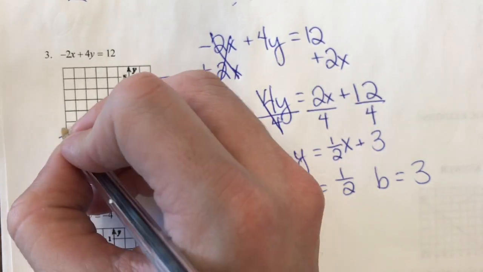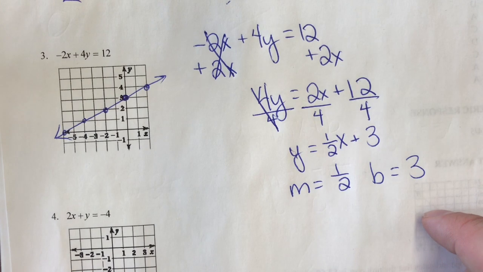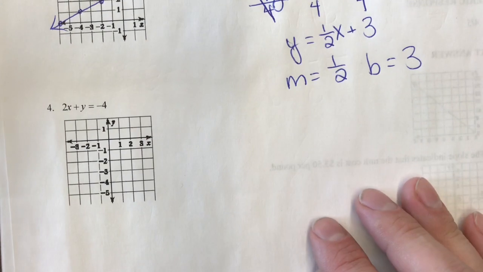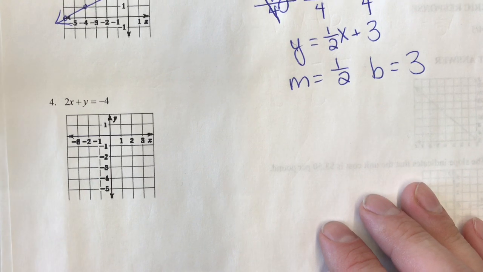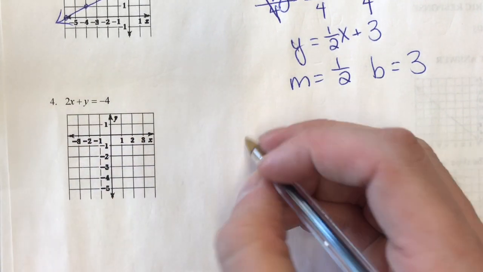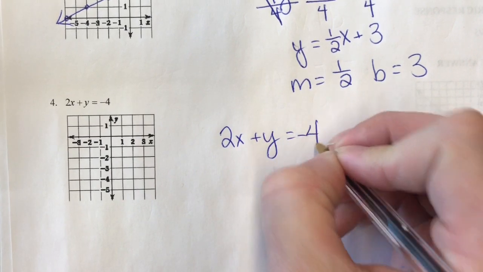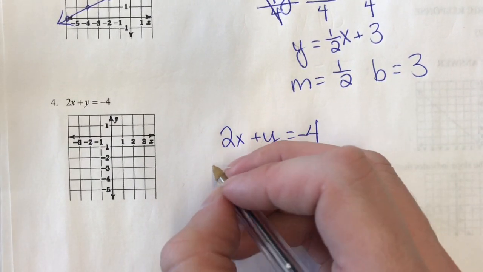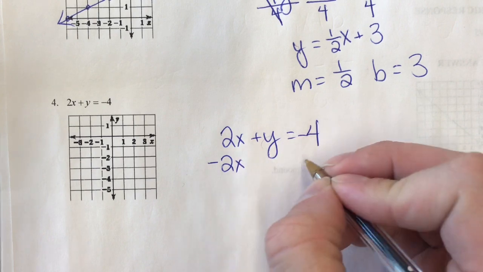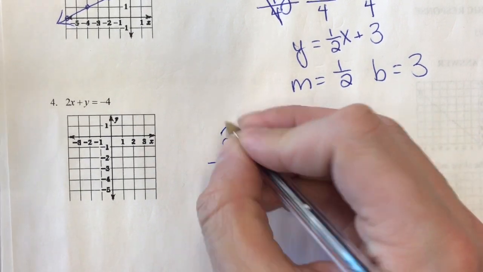Draw your line. This one's easier. Still not as fun as it could be, but easier. I'm going to rewrite the original problem right there. Y is not all by itself because +2x is floating around in the way. -2x minus 2x cross you out.